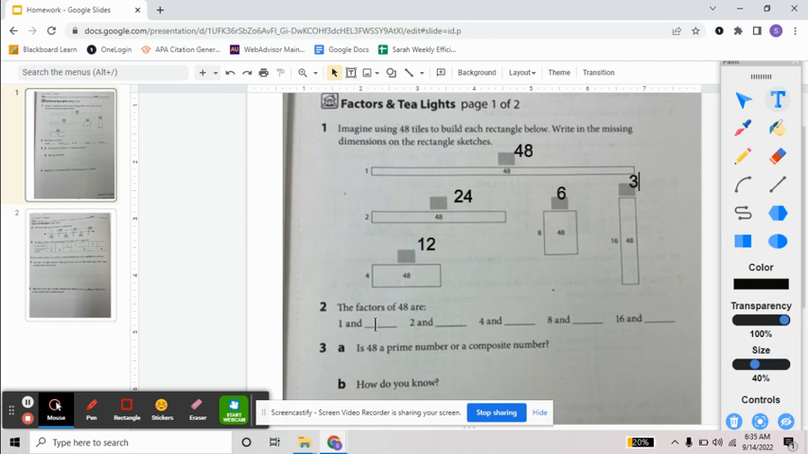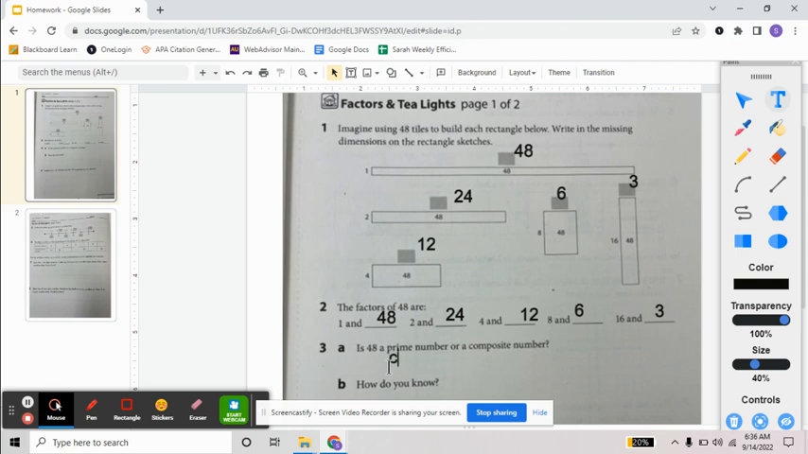So the factors of 48 are 1 and 48, 2 and 24, 4 and 12, 8 and 6, and 16 and 3. So is 48 a prime or composite number? If we have more than 2 factors or more than one factor pair, then our number is not prime.